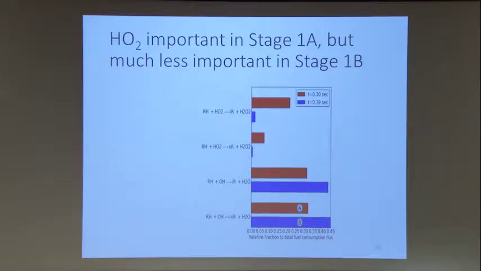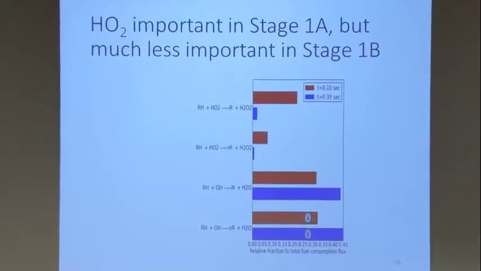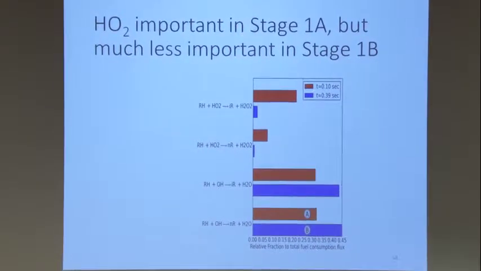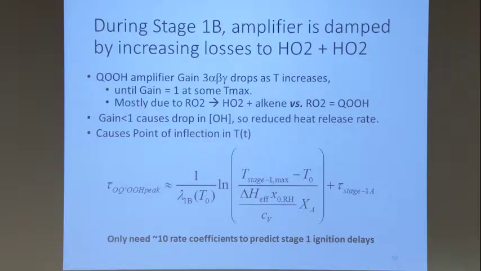So you can see that during stage 1A, at short times, HO2 plus fuel is very important. But then when you get into stage 1B, when the HO2 plus HO2 is important, this is not important anymore, because you don't have any HO2s because they've killed themselves off. All right. Yeah, and this shows the dampener.